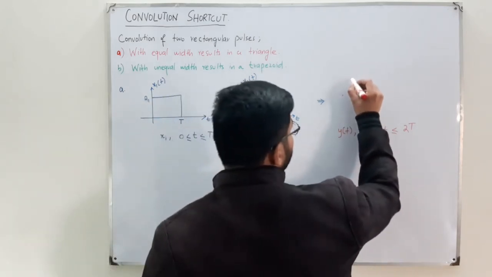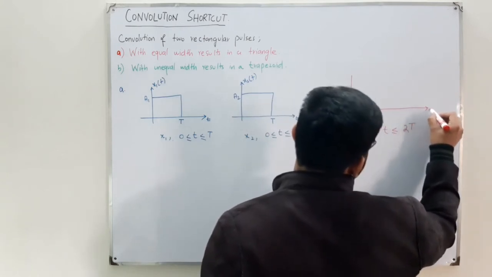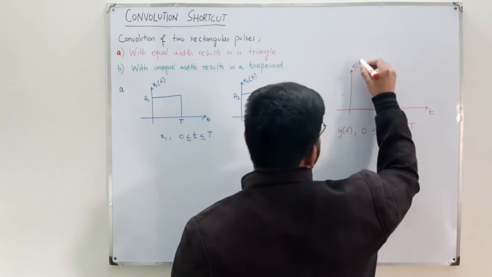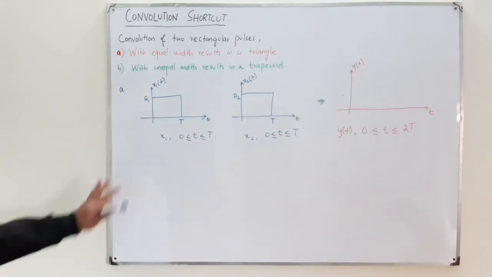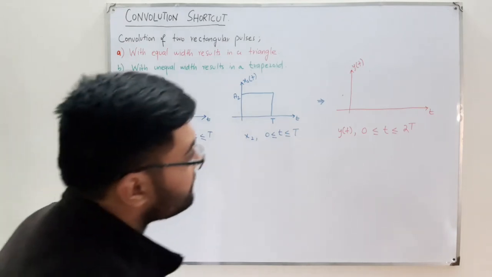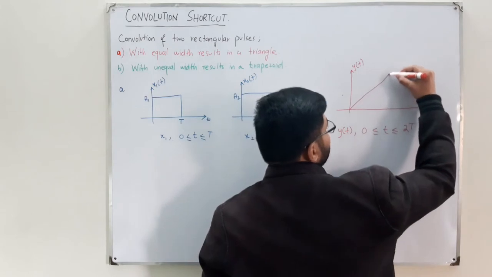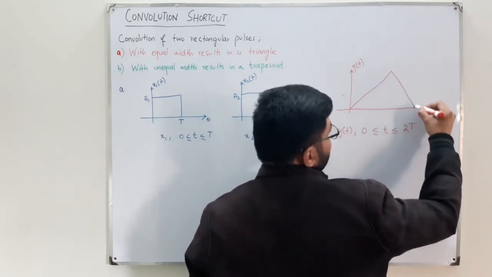Now, y of t would be something like this. This is t, this is y of t. How would the product look? It would be a triangle. But what sort of a triangle? Have a look. First, the value would increase, then it would decrease. So this is the triangle that I've drawn.